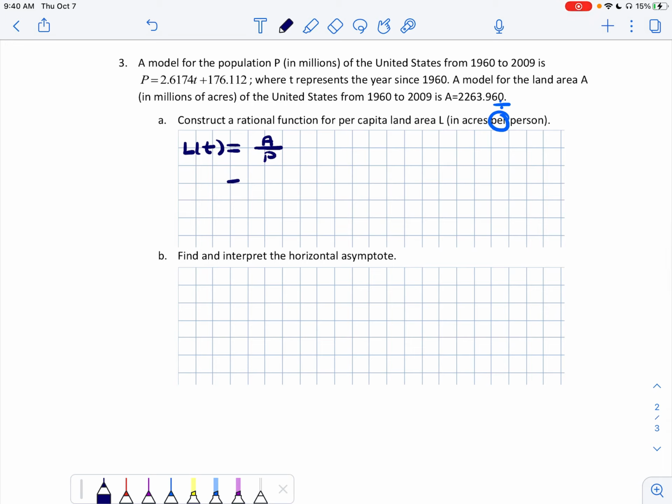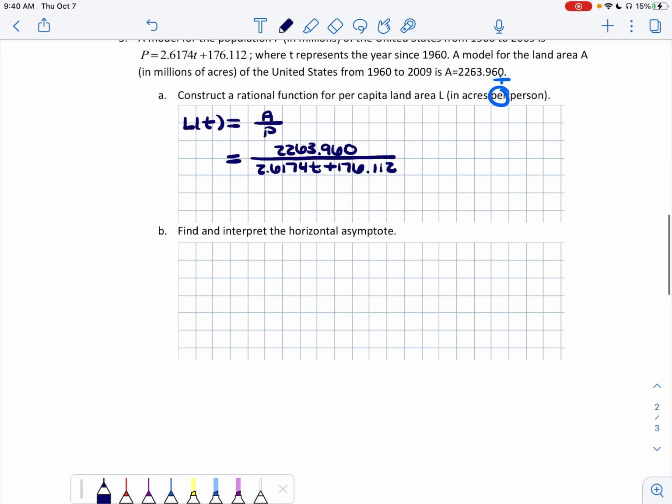All right, so our A function was 2,263.960, and we're going to divide that by our P function, which was 2.6174t plus 176.112. So that function is representing the per capita land area in the United States from the years 1960 to 2009. All right, so again, part B asks us to find and interpret the horizontal asymptote.